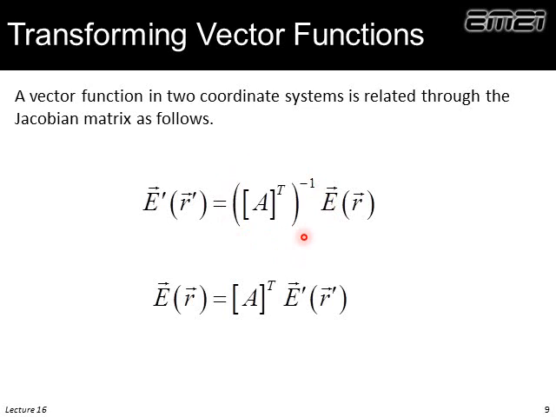A is the Jacobian. We can rearrange this equation and bring the electric field in our original coordinate system over to the left, and it's just the transpose of the Jacobian times the electric field in the transform coordinate system. So if we can find the Jacobian, it's real easy now to transform these vector functions.